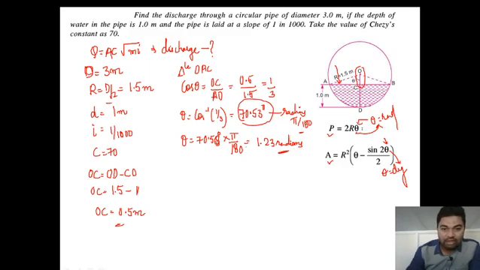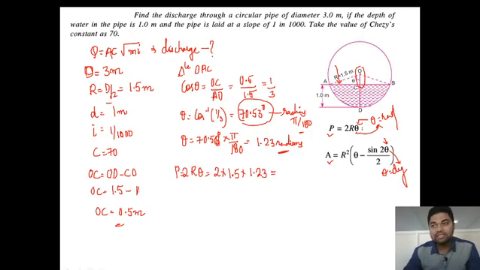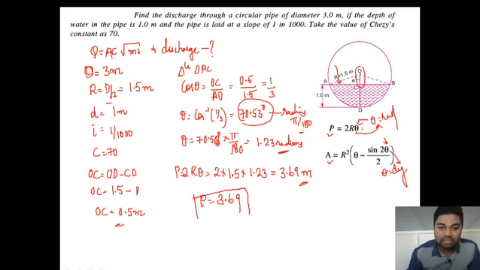So let us calculate the perimeter. Perimeter is equal to 2 r theta, which is 2 into r is 1.5 into theta is 1.23 radians, which stands as 3.69 meters. The wetted perimeter is 3.69 meters. Let it be equation 1.